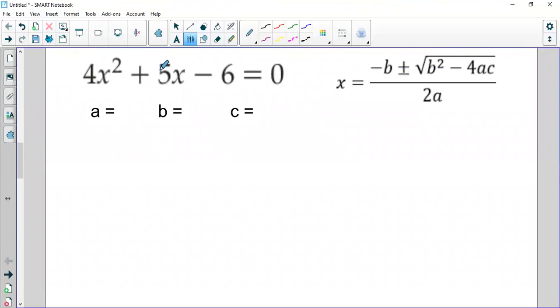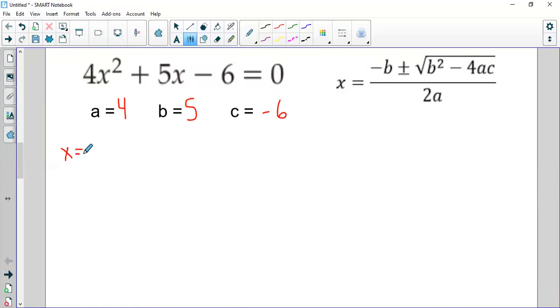All right, let's take a look at another one. 4x squared plus 5x minus 6 equals 0. It equals 0 already. Make sure that's true. Identify your a, b, and c values. A is 4, b is 5, c is negative 6. All right, now I'll put my numbers in place.